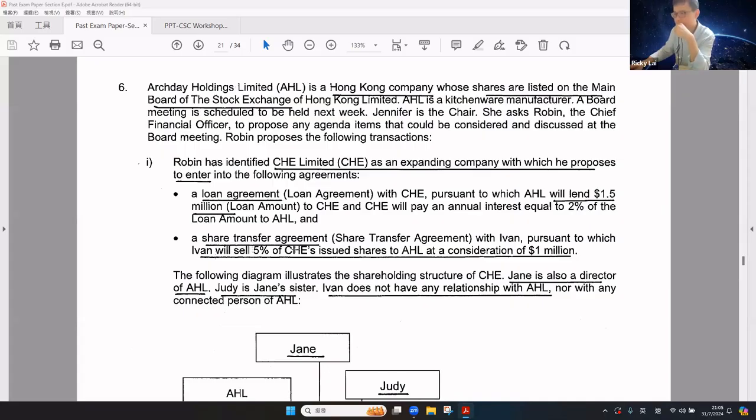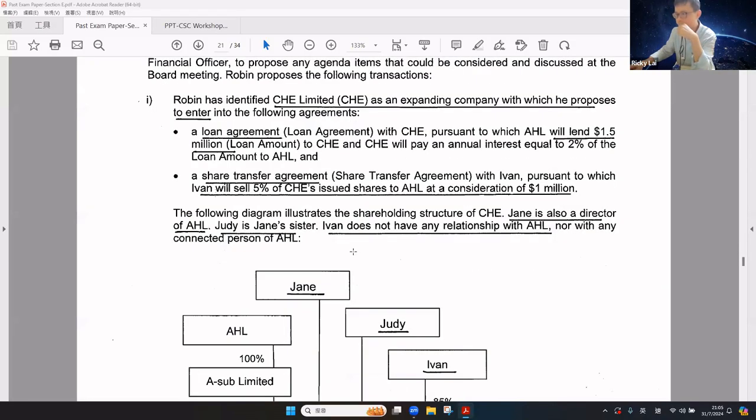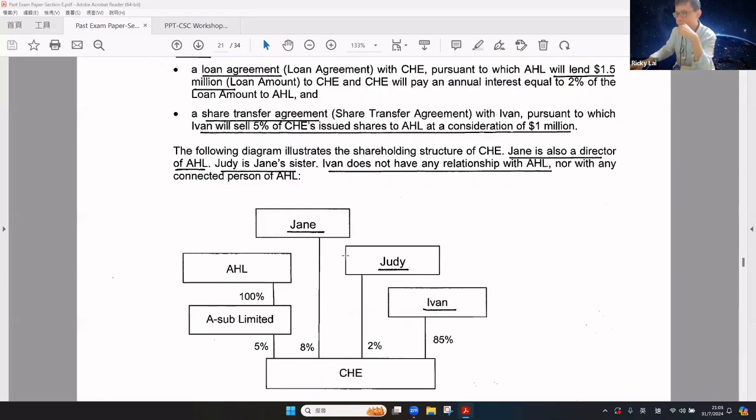The second agreement is a share transfer agreement with IFAN. IFAN will sell 5% of the CHE shares to the listed company. The consideration is Hong Kong dollar 1 million. The following diagram shows the shareholding structure of CHE. Jing is also a director of the listed company. Judy is Jing's sister. Ivan has no relationship with the listed company or any other person.